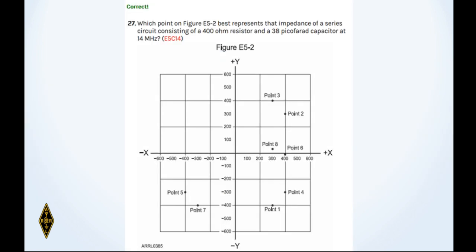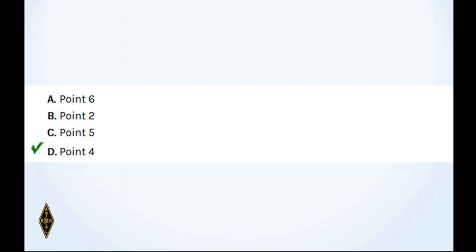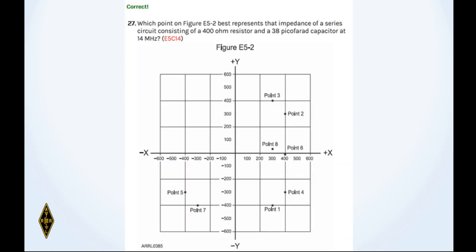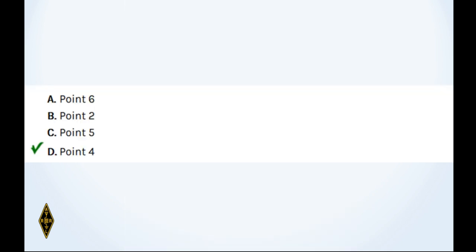All right, so which point? So it's a 400 ohm resistor, so we know on the x-axis, that's the horizontal axis, we have to move over to the point of 400, and then we have to go either slightly below the line or down here, and if you did the actual math with the capacitor, the 38 picofarad capacitor, you'd see that it's that point, so it's point 4, which is D. So question 27D.